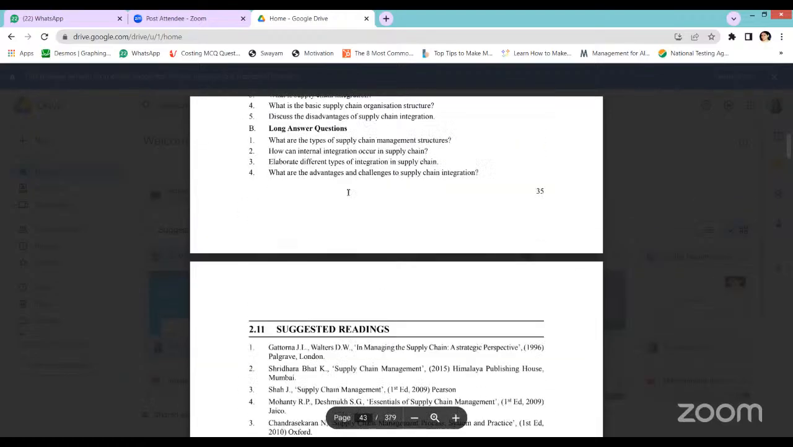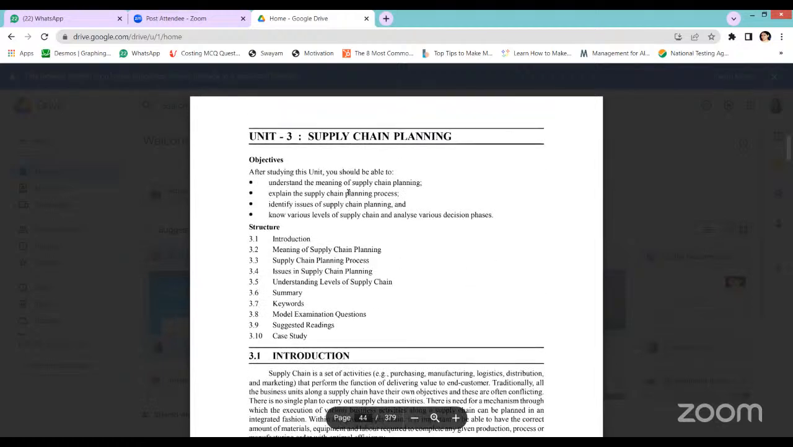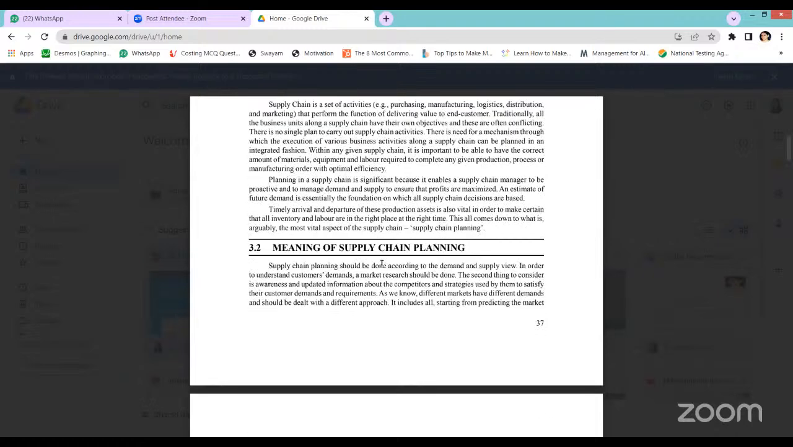Let us move on to the next topic, supply chain planning. What is supply chain planning exactly? What does it involve? What is the planning process actually? What are the issues that arise while planning the supply chain? Let us see and understand about this: what is supply chain planning, the process and issues, and understanding levels of supply chain.